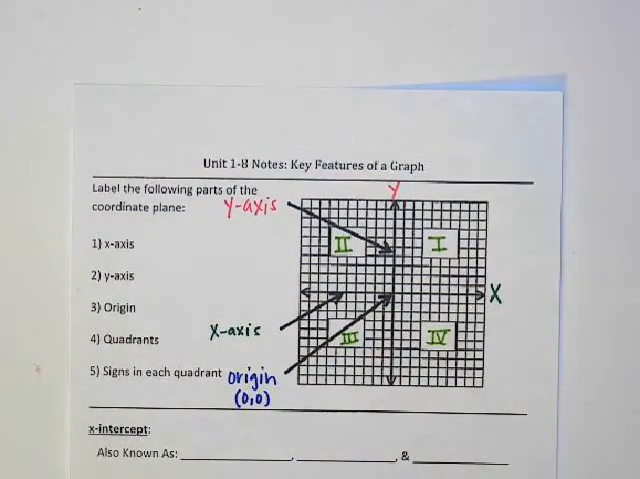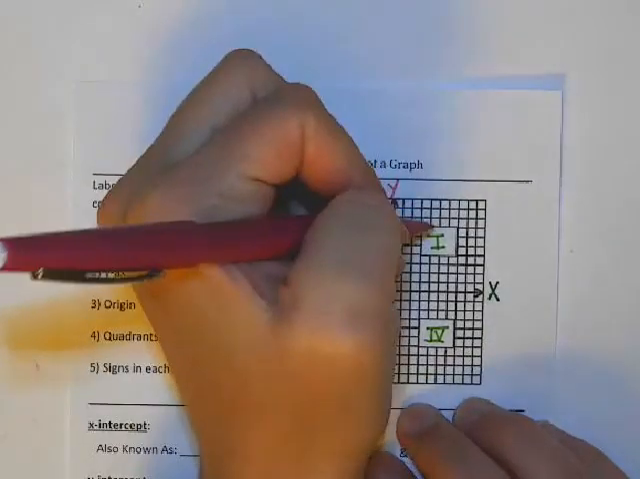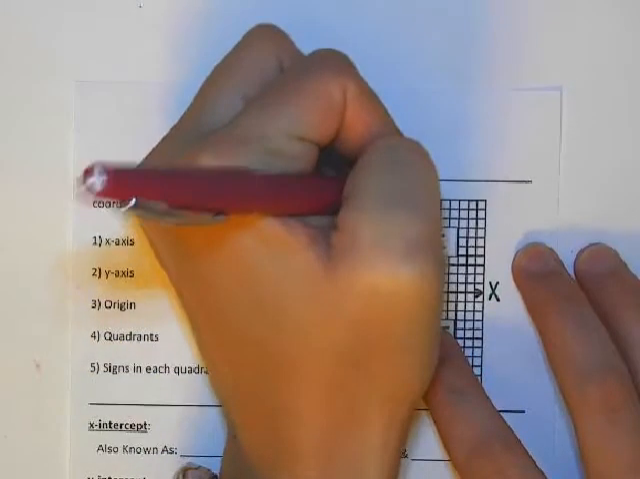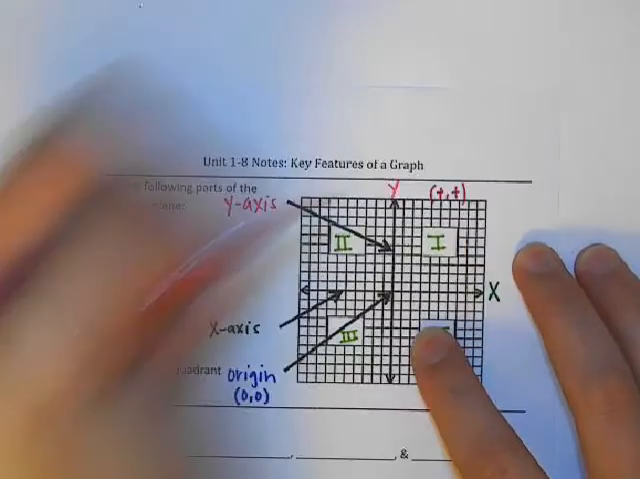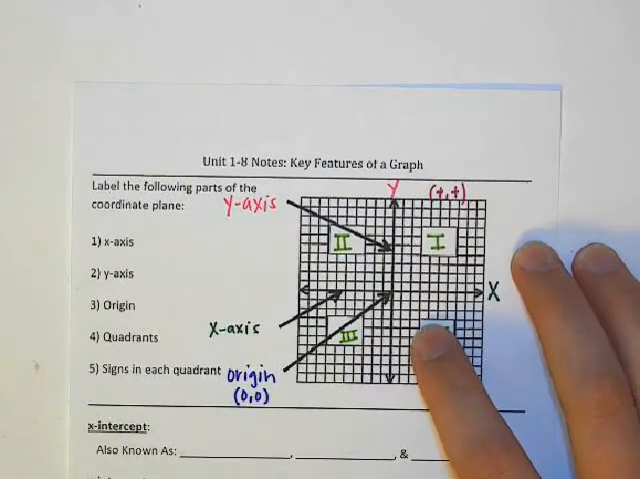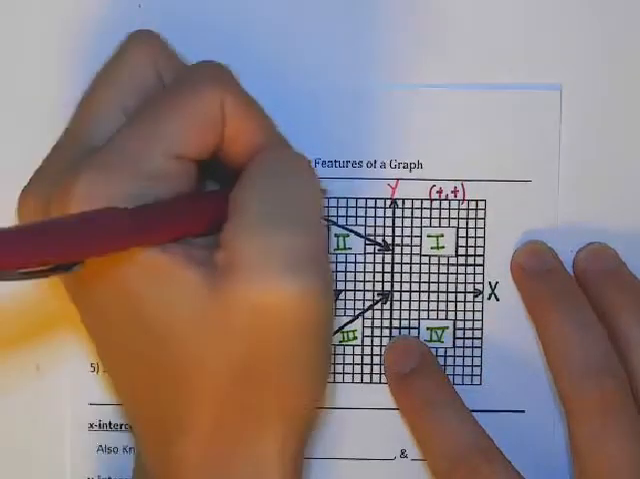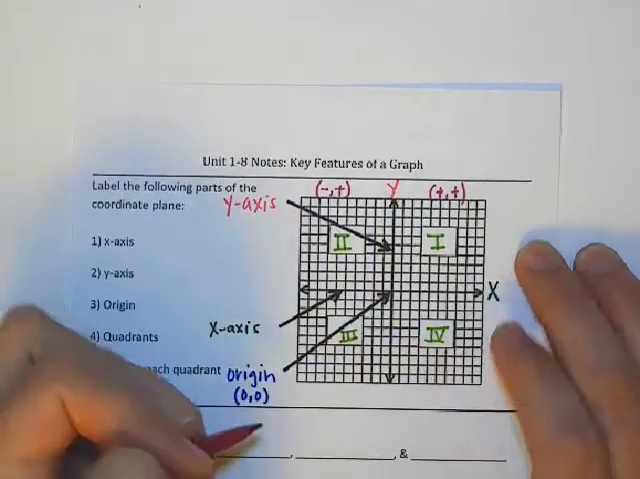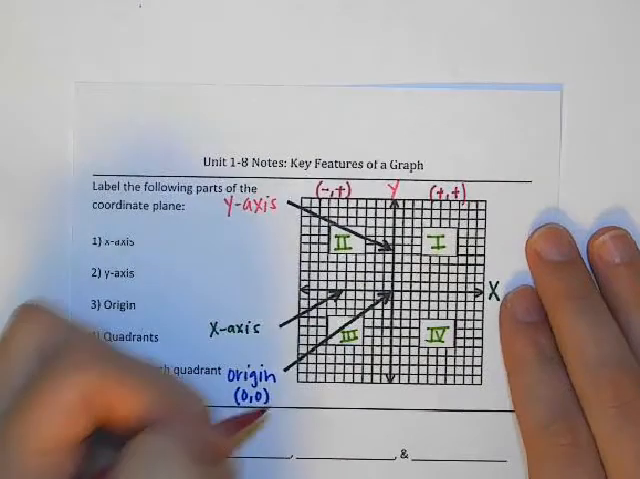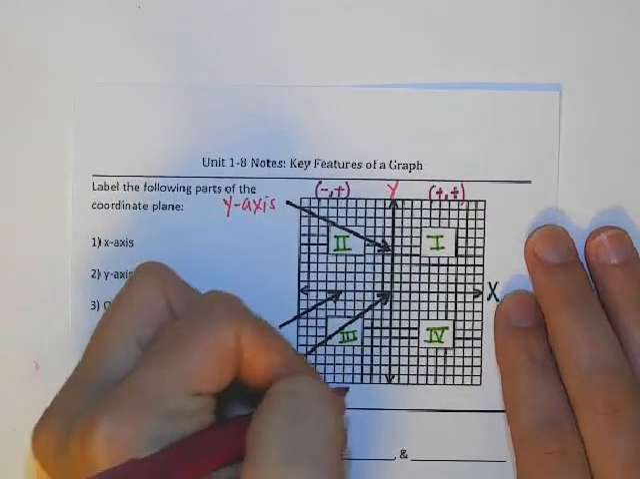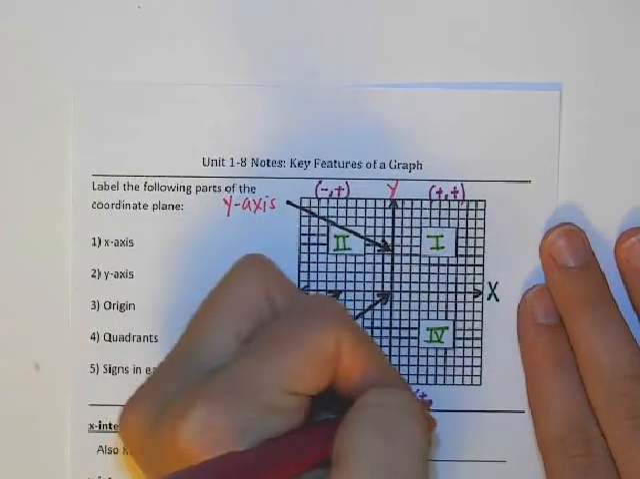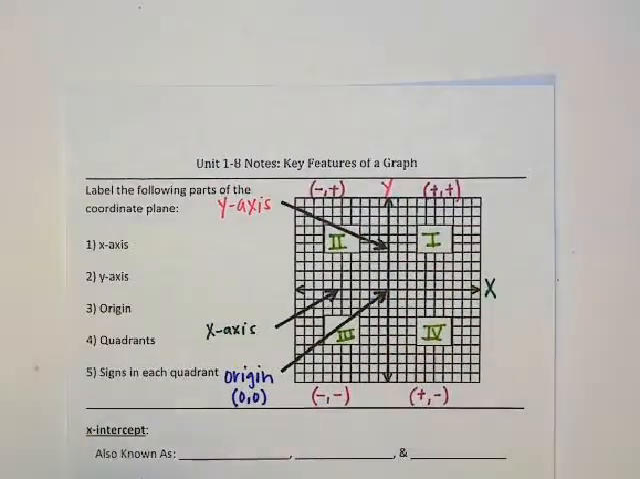Last but not least, we have our signs in each quadrant. If I have an ordered pair in quadrant 1, that would be positive, positive. If I have an ordered pair in quadrant 2, that would be negative, positive. Quadrant 3 would be negative, negative. And quadrant 4 is positive, negative. Good.